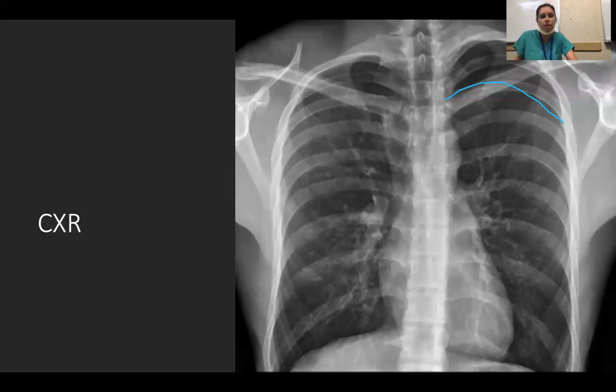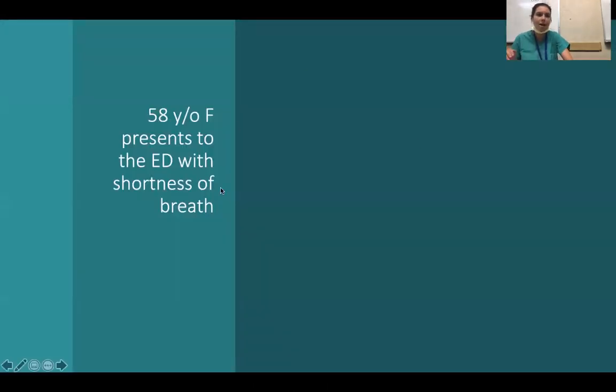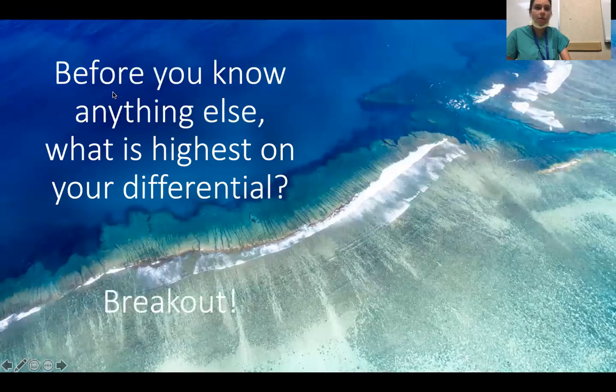Again, we're not going to focus on management because we're just talking about making sure we get to the diagnosis; worry about managing it in other talks. So next case, we have a 58-year-old woman presenting to the ED with shortness of breath. I'm going to have you guys break out. And as you go, I want you to say, before you know anything else, going through that broad differential, what do you think is most common, knowing nothing else about her other than that she's 58 and came in with shortness of breath.